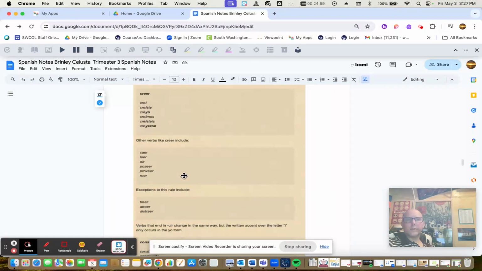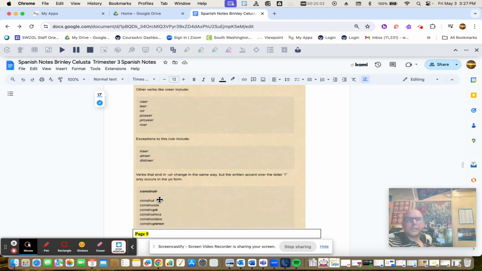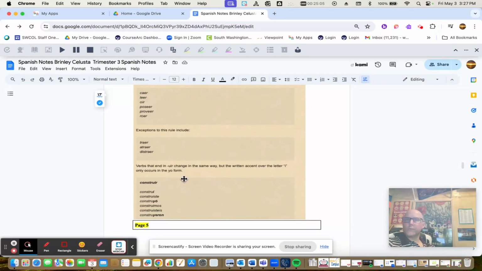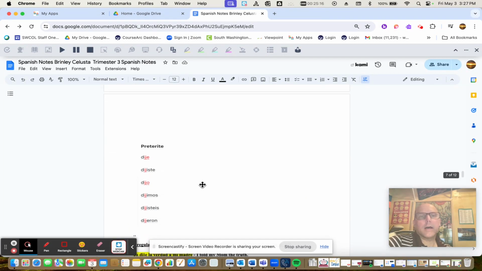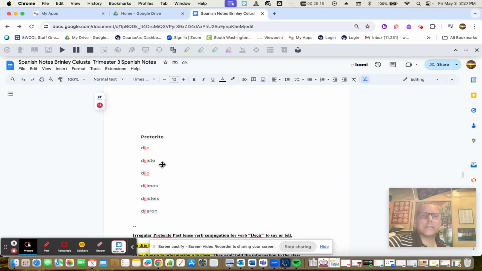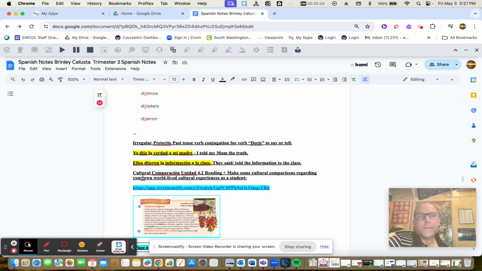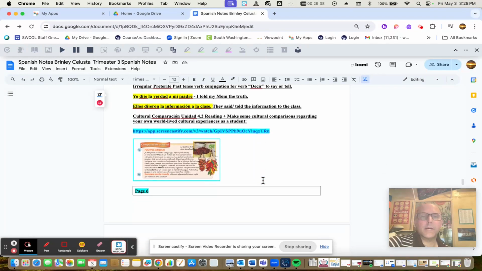Creer is also listed, and then more verbs and how conjugations might occur. So, for example, construí, construiste, construyó, construimos, construisteis, and construyeron for construir, to construct. And decir is shown here. Dije, dijiste, dijo, dijimos, dijisteis, dijeron. And a couple sentences. Yo dije la verdad a mi madre, I told mom the truth, versus ellos dijeron la información a la clase, they told the class the information.